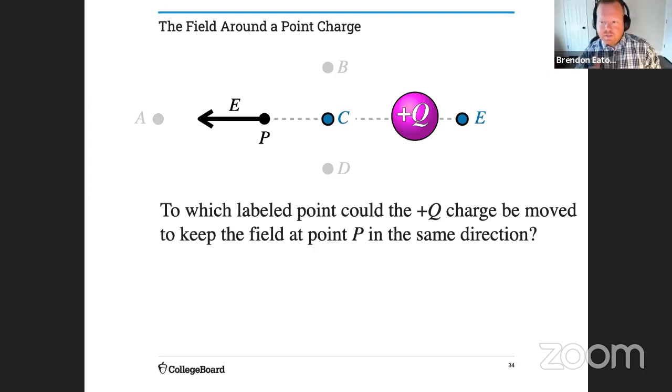So the answer to this is point C and point E. I could move that positive Q charge, the purple pink charge, to C or E, and the electric field would still point to the left.